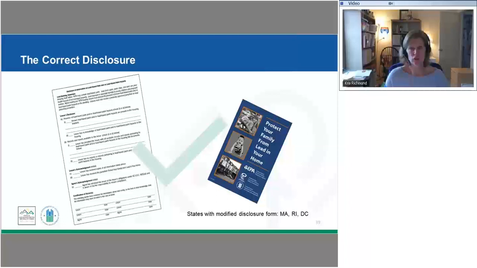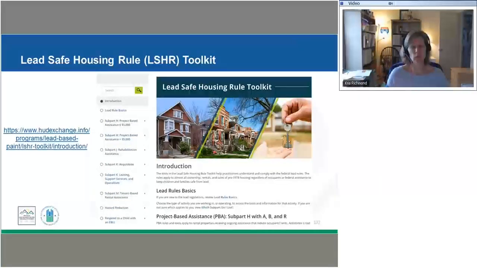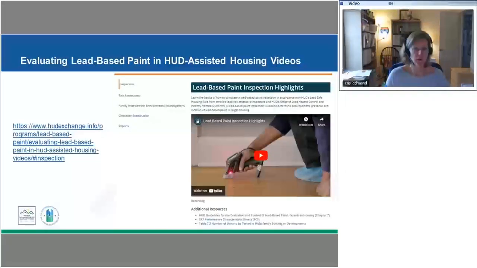And then just some additional resources if you need to look even deeper. Like we said, we have the toolkit, and the toolkit has a whole section on project-based assistance and a lot of great sample forms. And then we also have our videos: we have a video on risk assessment, we have a video on clearance, there's a video on reports. So a number of these videos would be helpful to you while dealing with regular maintenance activities that would then trigger the lead safe housing rule. So that's the end of the exercise.